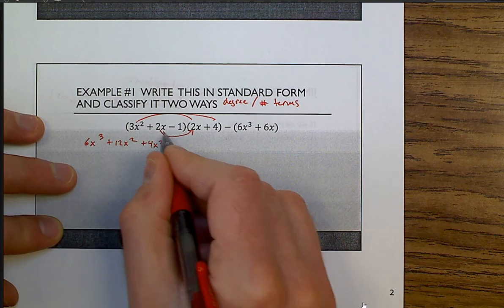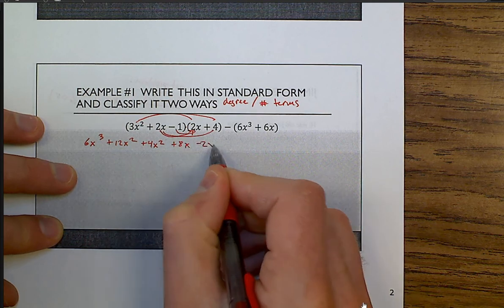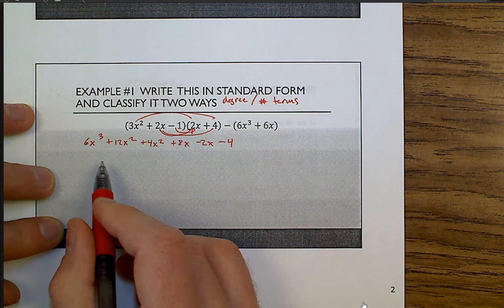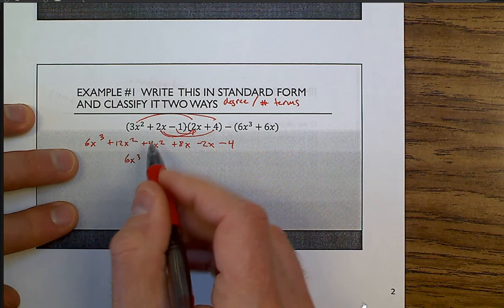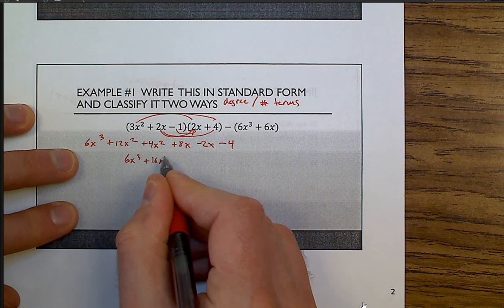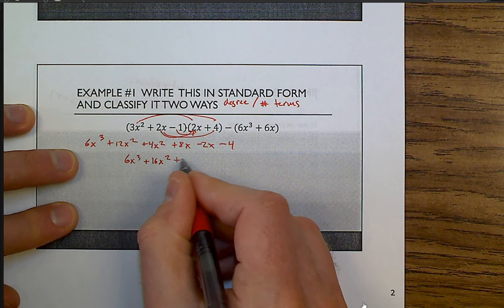That'll be plus 8x, and then minus 2x, and then minus 4. And I'm going to put my like terms together, so I'll have 6x to the 3rd. That's going to be 16x squared, because I have 12x squared plus 4x squared. 8x minus 2x is 6x, minus 4.